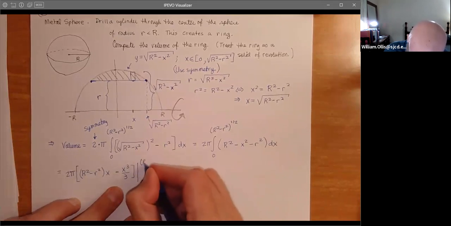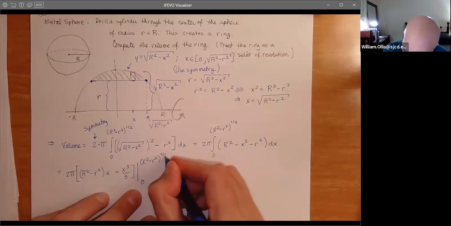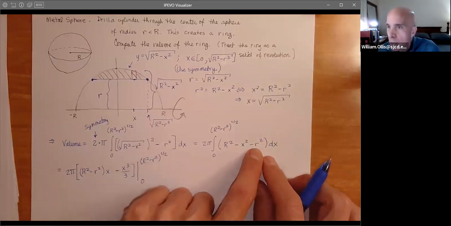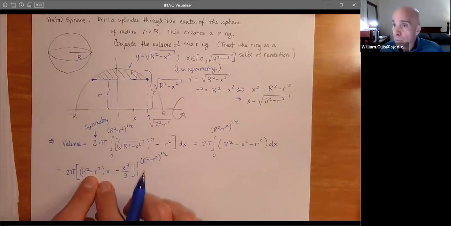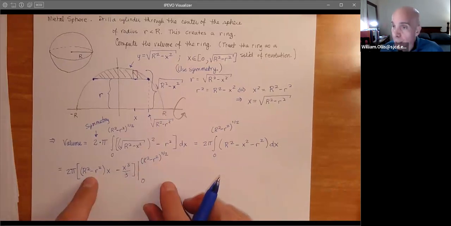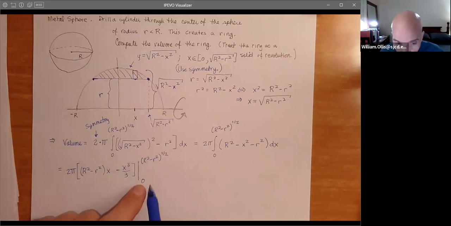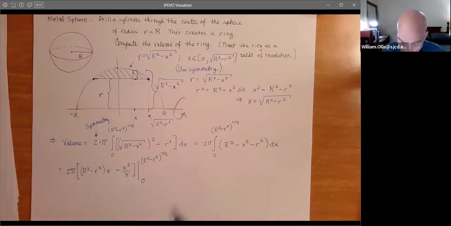Evaluated from 0 to the square root of R squared minus lowercase r squared. So again, remember, we just get R squared x minus lowercase r squared x. And so what I do is group them together, because you can see that these are just going to combine, and that's going to make the algebra easier. So now notice another thing: the lower limit 0, again, will annihilate all of this, and so we don't have to worry about that.